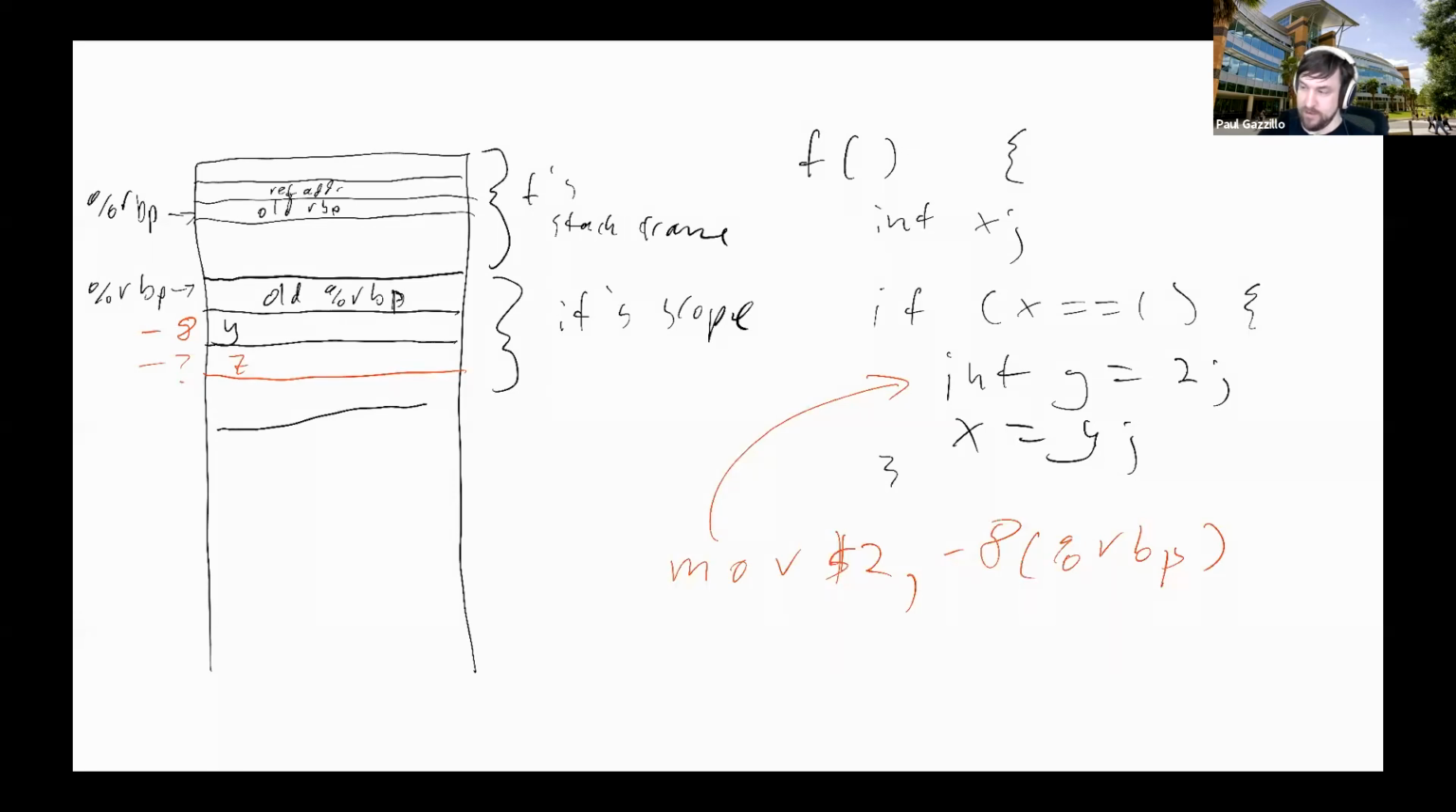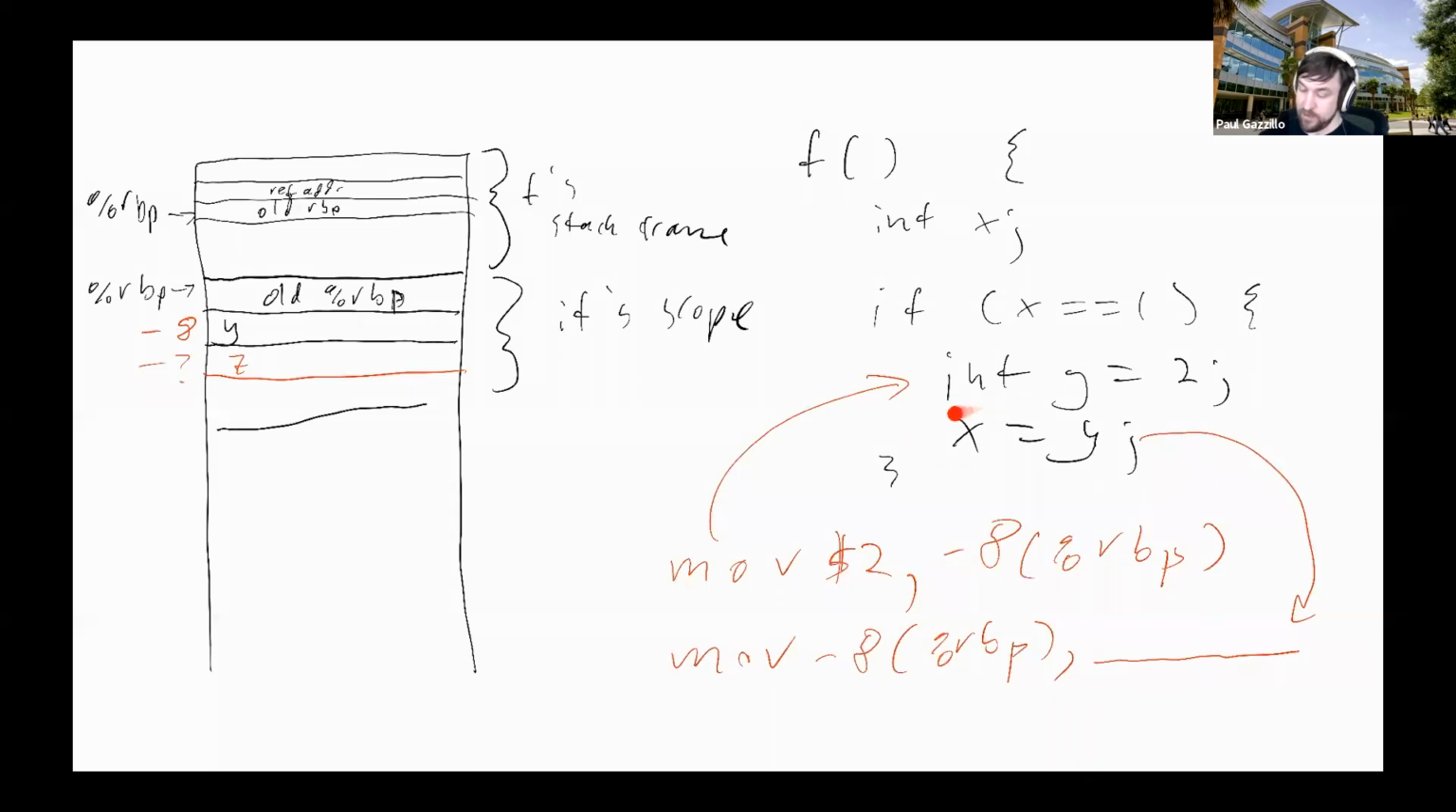All right, now here is the tricky part. How do we access X? I'll give you the first part of this instruction. We're going to move whatever is in the memory location that stores Y into something. So this is a little bit of a trick. How do we store something into X?